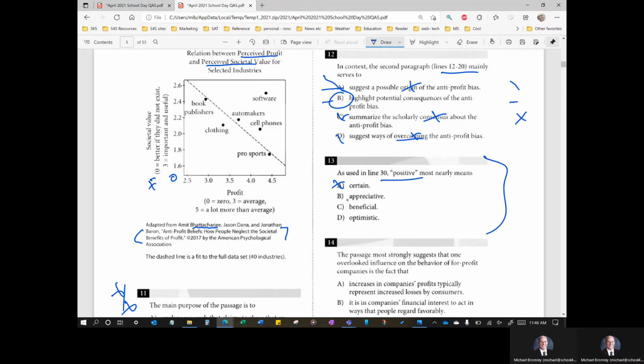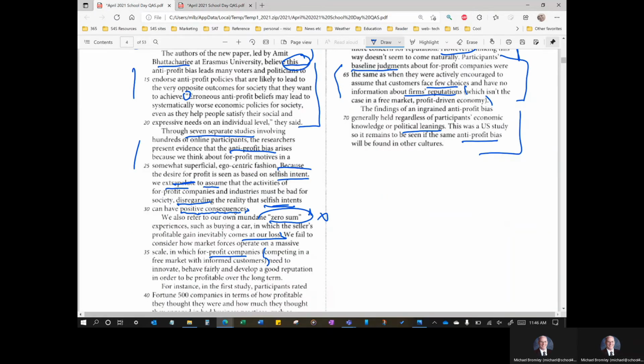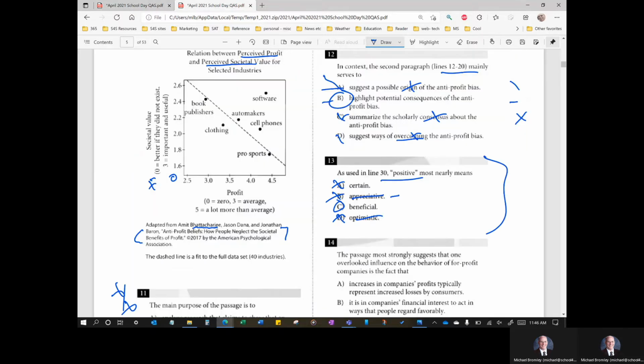Certain, no. Appreciative, no, because consequences aren't appreciative. People appreciate, right? Beneficial would certainly be it. Optimistic, consequences are not optimistic. So these two are wrong because people have those feelings, but we're talking here about consequences. Even though people have the selfish intents, it's the consequences that we're defining here. So 13 has to be C.